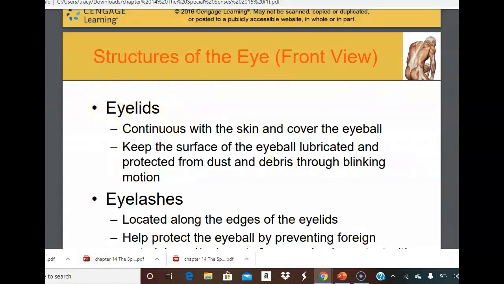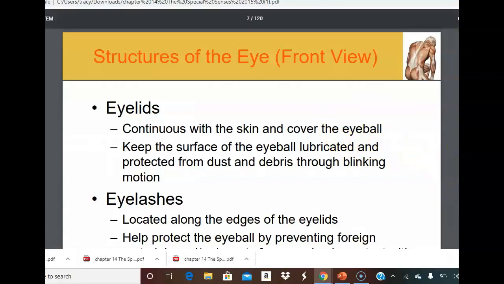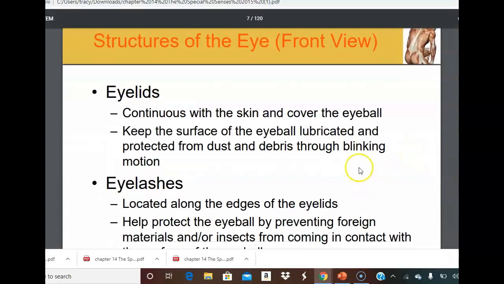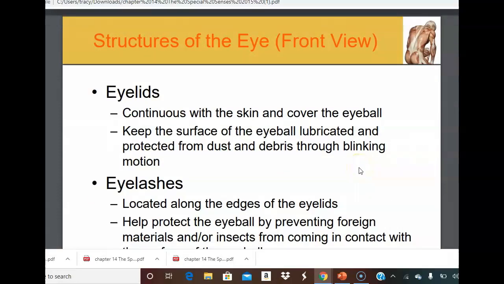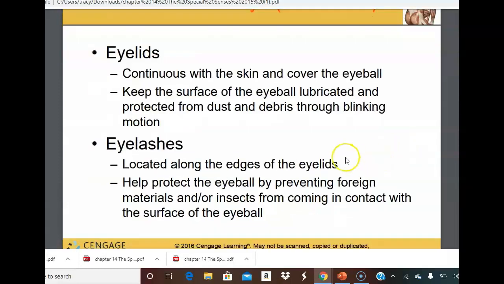Okay, so then we have eyelids and eyelashes. The eyelids are continuous with the skin, and they actually cover the entire eyeball. This does help to keep the surface lubricated. We've heard of dry eye. That's what can happen if we have issues with lubrication of the eye, but it also protects against debris and dust, and that blinking motion allows a little bit of that fluid to be released so that we keep it moist. Okay.